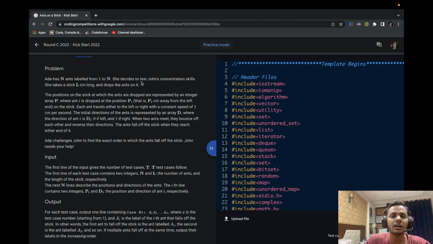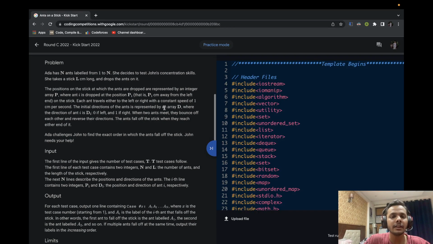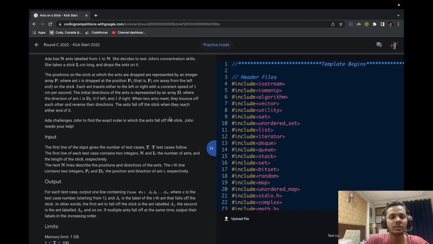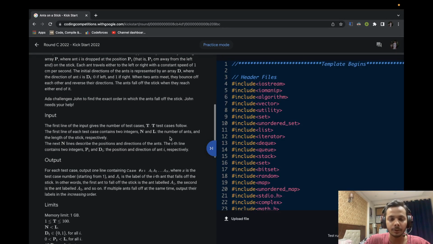Okay, so there is a stick of length equal to L centimeters, and we have been provided with the positions of each ant, and all these positions are distinct, and also the direction in which each ant is facing. So what we need to tell is the order in which these ants will fall off the stick. So we have to tell which ant will fall off first, which ant will fall off second, and so on and so forth. Okay, so that is the problem simplified for you.